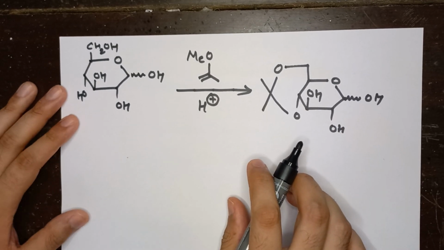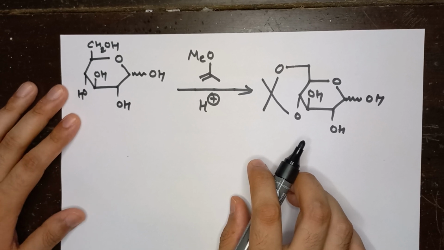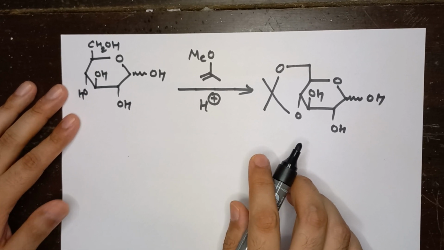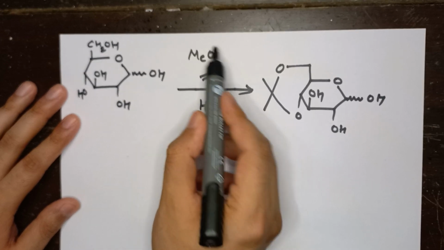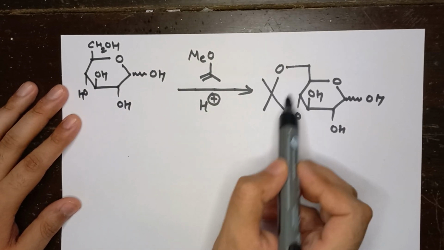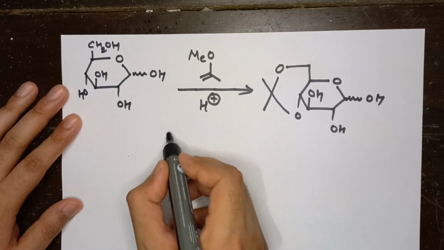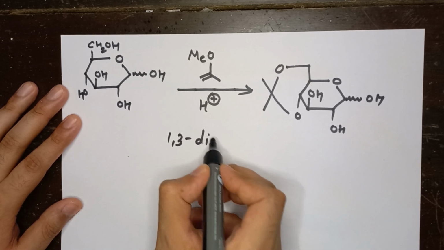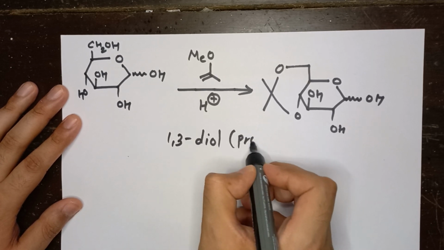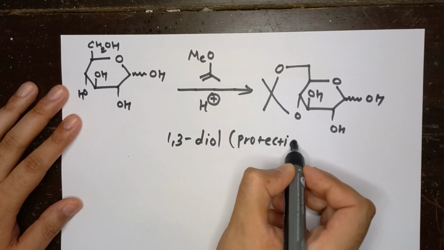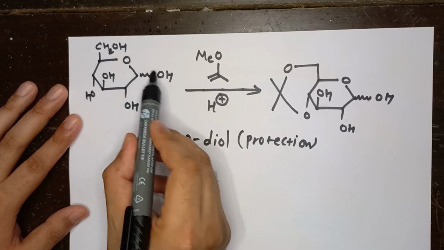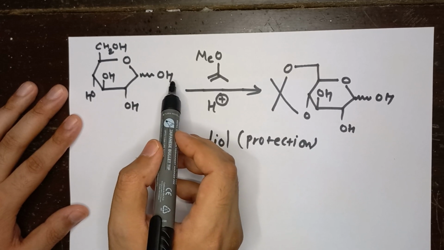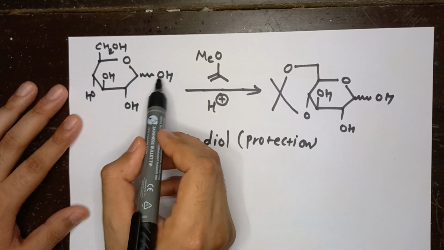So what is the mechanism? Well, we know the mechanism, right? Two OH groups in the presence of an enol ether form an acetal or ketal. This is an example of 1,3-diol system protection. But why 1,3-diol protection? Well, the configuration of this OH is not given, so we have to ignore it.